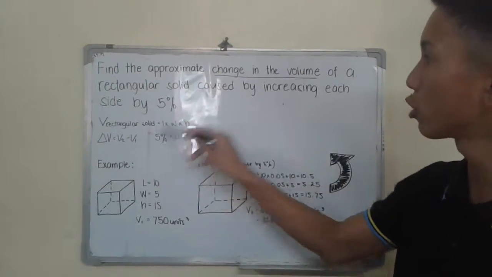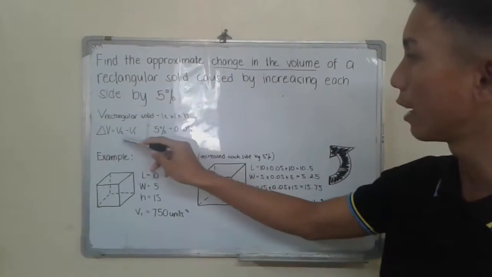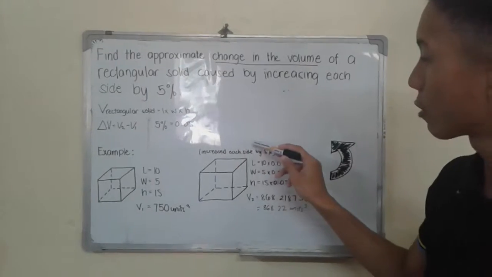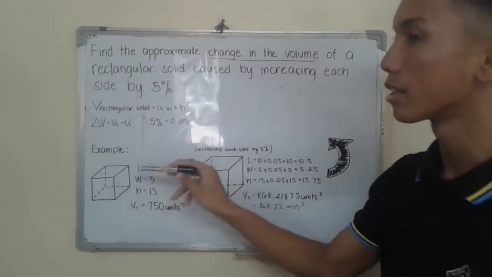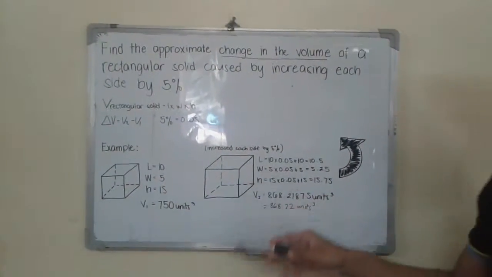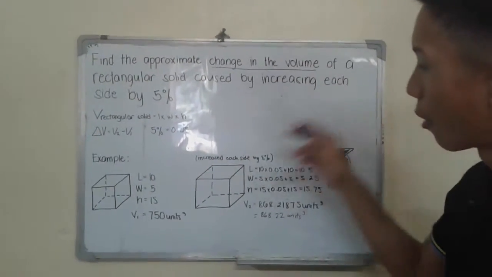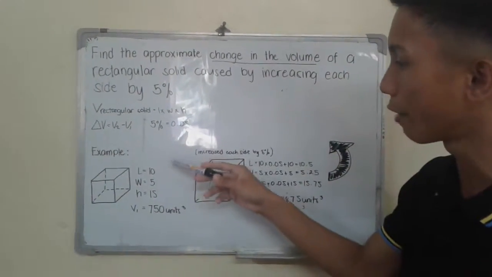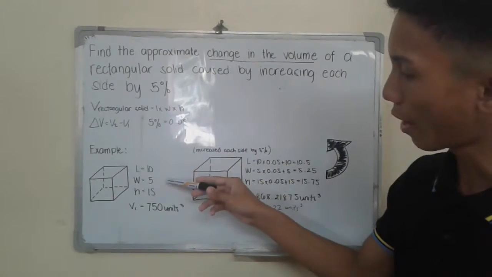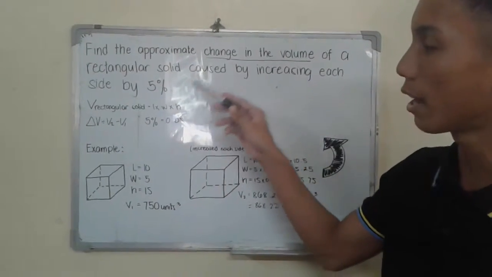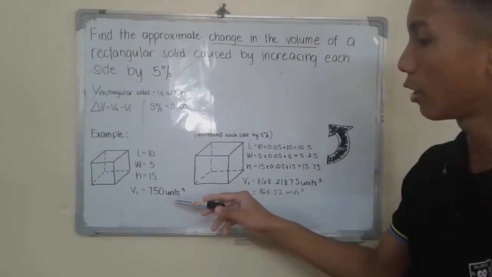And then the change in volume is equal to the volume of the solid when it is increased by 5% minus the original value of the first solid. And then we have here 5% is equal to 0.05. We're going to use that later. Now for the example, we have the values of length, width, and height, which are equal to 10, 5, and 15. And then if we use the formula for the rectangular solid, it will result to 750 units cubed.